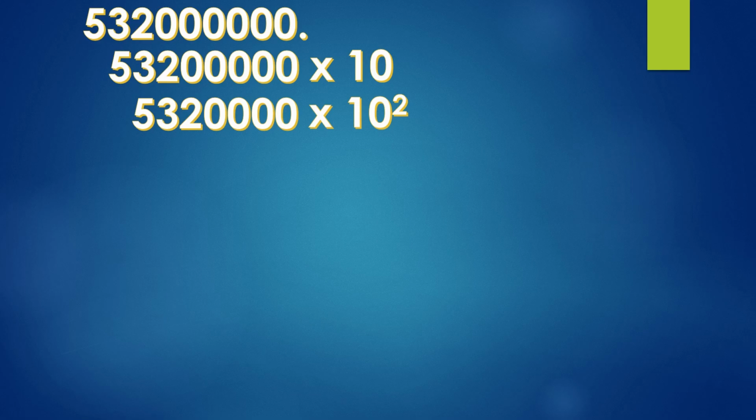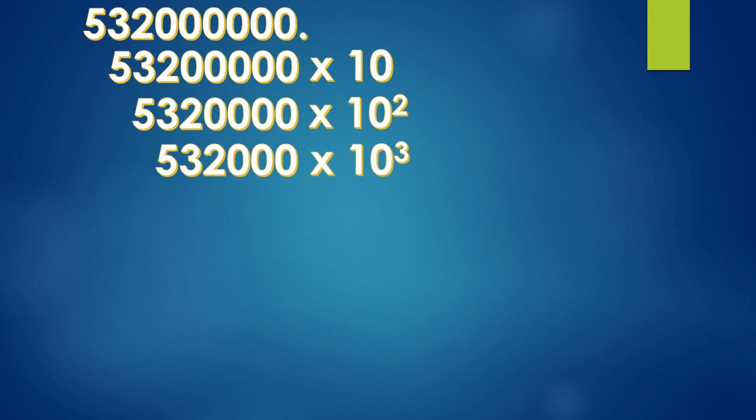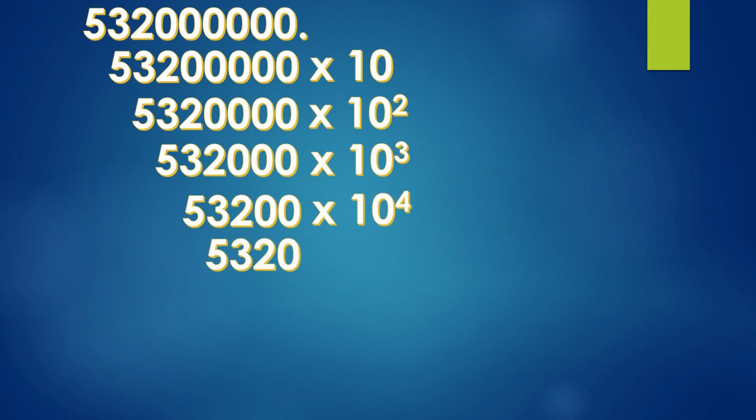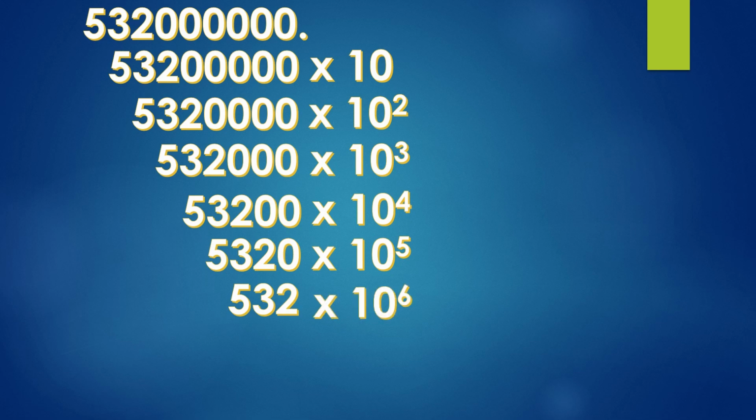Let's take another 0, and now we have 532,000. And we'll just increase the number one more time, times 10 to the third, because that's easier than writing times 10 times 10 times 10. Let's continue. Take one more 0, 53,200. We have to increase the exponent by 1, so it's times 10 to the 4. Now we have 5,320 times 10 to the 5th. One more 0, 532 times 10 to the 6th.